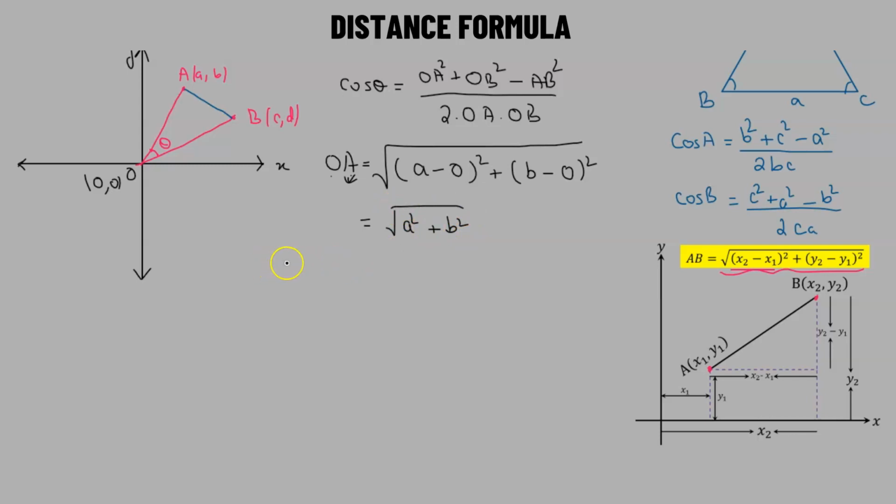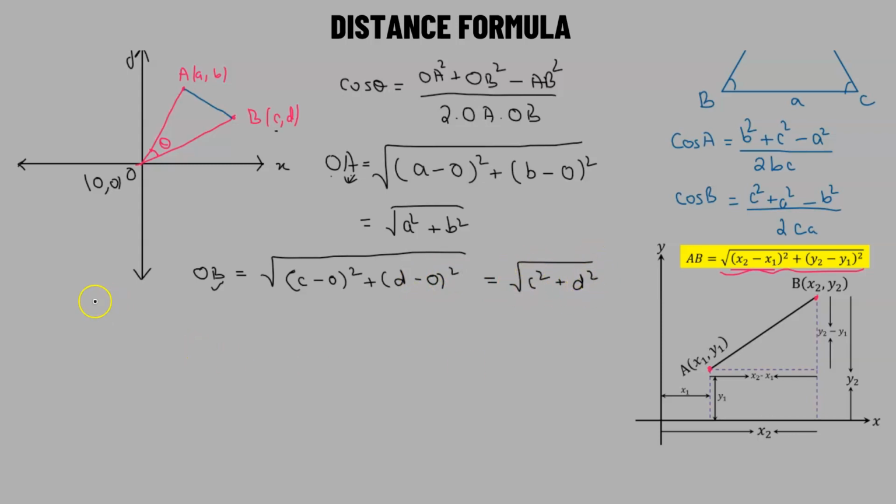Then let's try to find the value of OB. So OB is going to be equal to the square root. Underneath the square root, what we need is the difference of the x coordinate. Since we have OB, we'll start with the x coordinate of B first, so that's c. From it, we're going to subtract the x coordinate of the origin, which is 0. So we have c minus 0 squared. And to it, we add the difference of the y coordinate, d minus 0 squared.